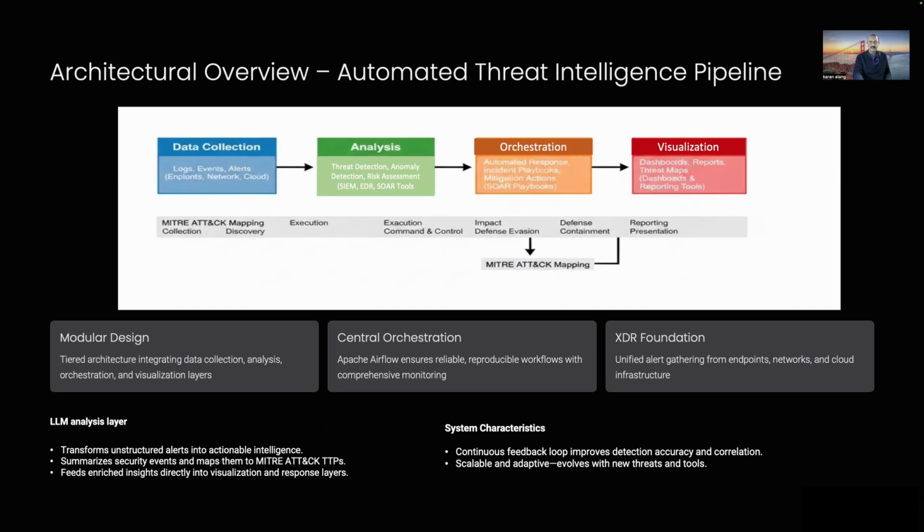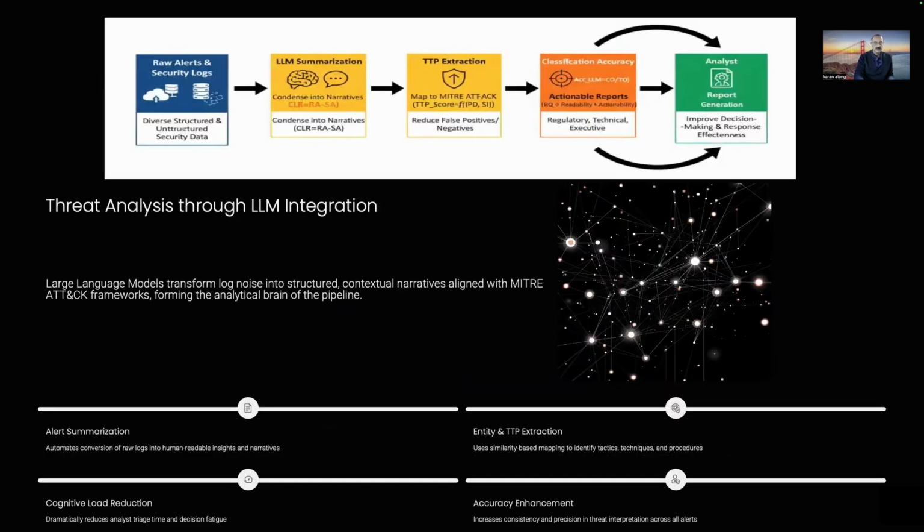Now, the LLM analysis layer, which is a key part of the entire architecture, transforms unstructured alerts into actionable intelligence, summarizes security events, maps them to MITRE ATT&CK TTPs, and feeds enriched insights directly into visualization and response layers. Again, I'm just highlighting LLM because that is one of the key parts of the architecture, apart from XDR and the MITRE ATT&CK, of course.